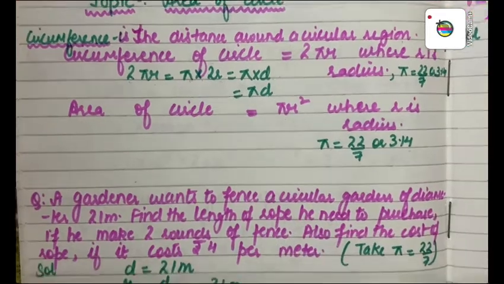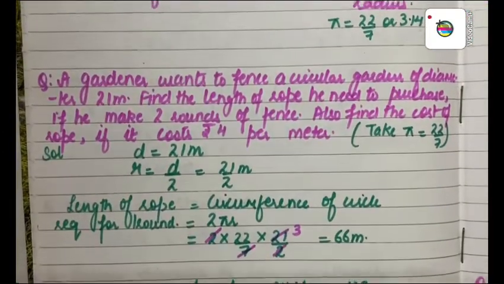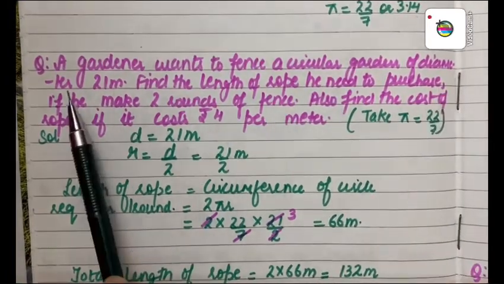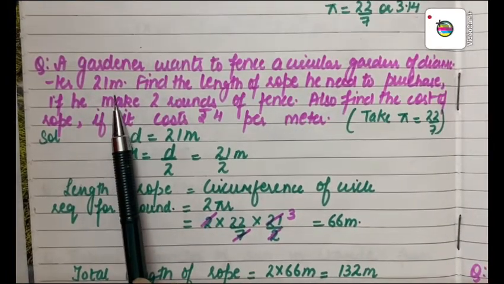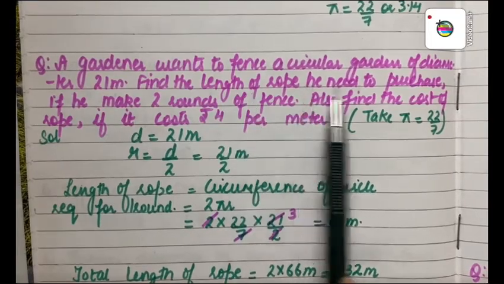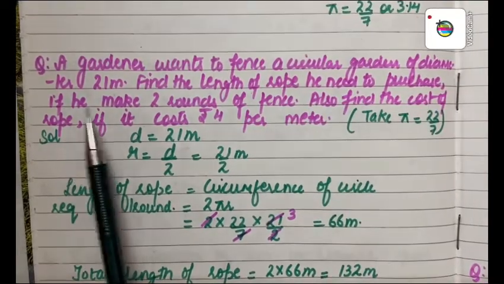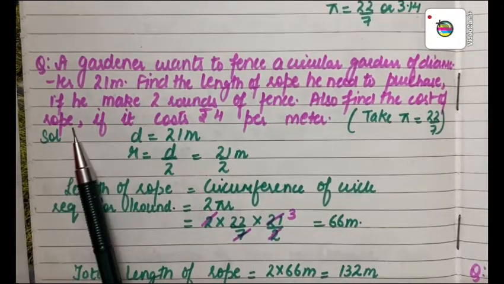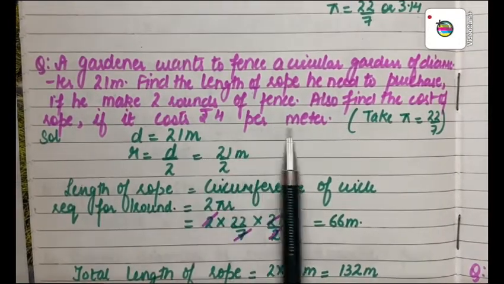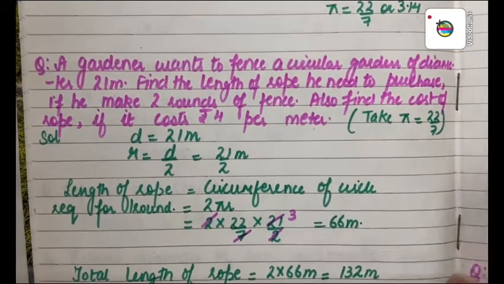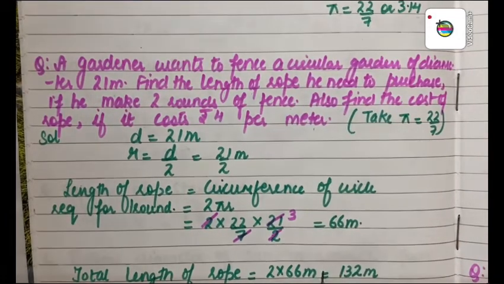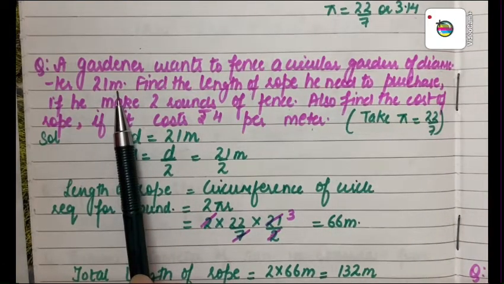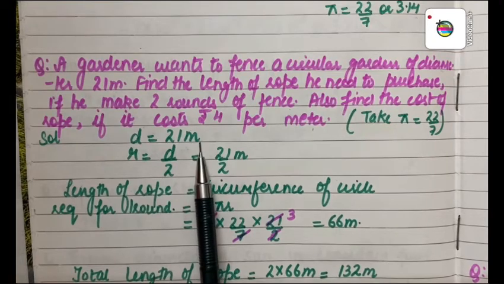Now the first question under this topic is: a gardener wants to fence a circular garden of diameter 21 meter. Find the length of rope he needs to purchase if he makes 2 rounds of fence. Also find the cost of rope if it costs rupees 4 per meter. It means the basic shape given here is the circular garden whose diameter is 21. So let us start. Diameter is equal to 21.